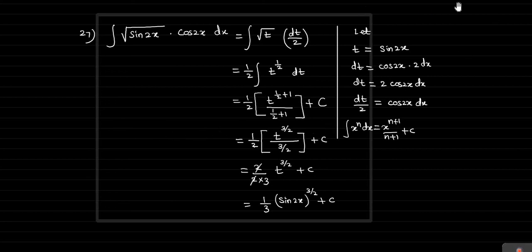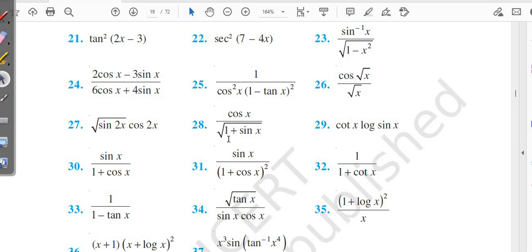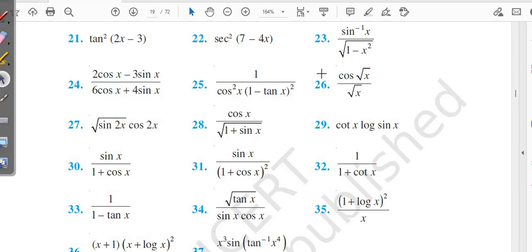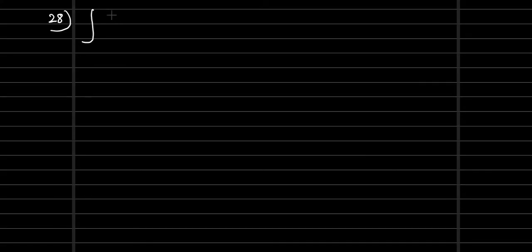We'll have a look at what the given function is. So the 28th one: cos x by square root of 1 plus sin x. Integral cos x by square root of 1 plus sin x dx. So we are able to relate, no? The denominator function's differentiation is what? We are getting the numerator.